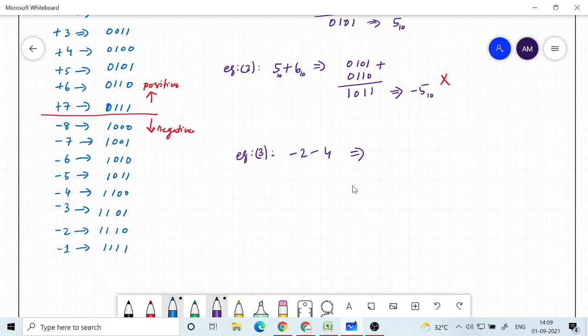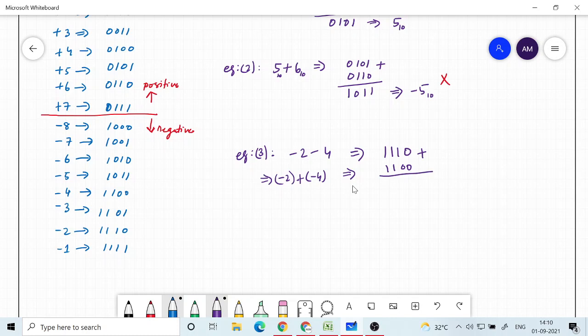So minus 2 is 1 1 1 0. All numbers are going to be represented in 2's complement form, and then minus 4. So basically what we are doing is minus 2 plus minus 4. I wrote minus 2, and now I am writing minus 4. Minus 4 is 1 1 0 0. So this is minus 4 and this is minus 2.